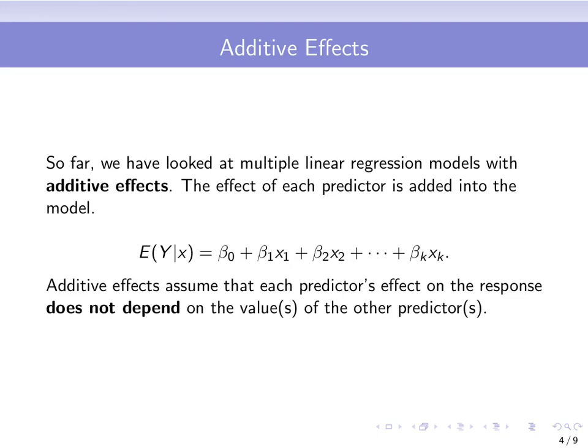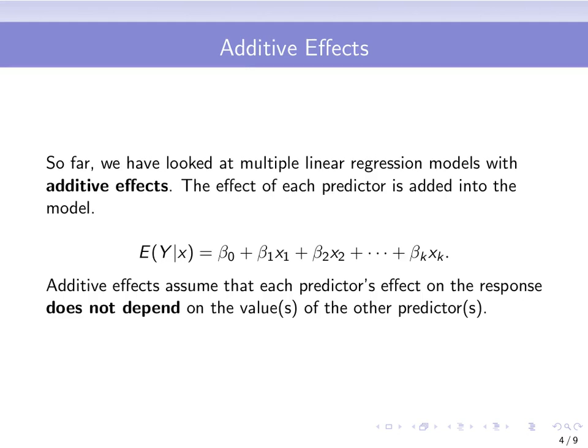Okay, so this is part 2 of the video review of module 6. In the previous part, we went over the basics of setting up your indicator variables for your categorical predictor, as well as how we interpret the coefficients associated with the indicator variables. So far, we've looked at multiple regression models with additive effects, where we add the effect of each predictor into the model.